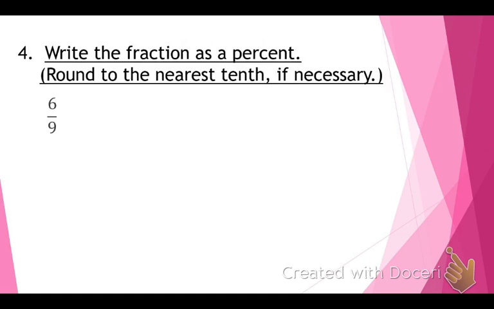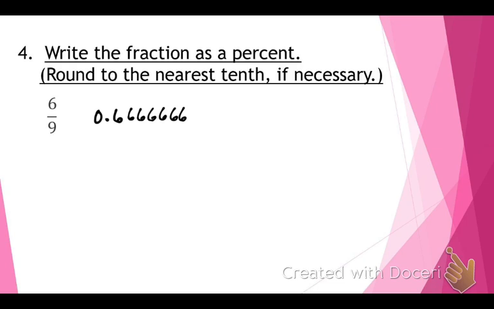Next up, a few people have had problems with this one today, so let's just talk it through. Write the fraction as a percent and round to the nearest tenth if necessary. People have had some struggles with the rounding for some reason. If I put 6 over 9 into my calculator, what comes out? 0.666. Okay, 0.6 repeating. So that means that 6 is going on and on forever. We don't need thousands of them, but in order to change a decimal to a percent, what do I do to my decimal?